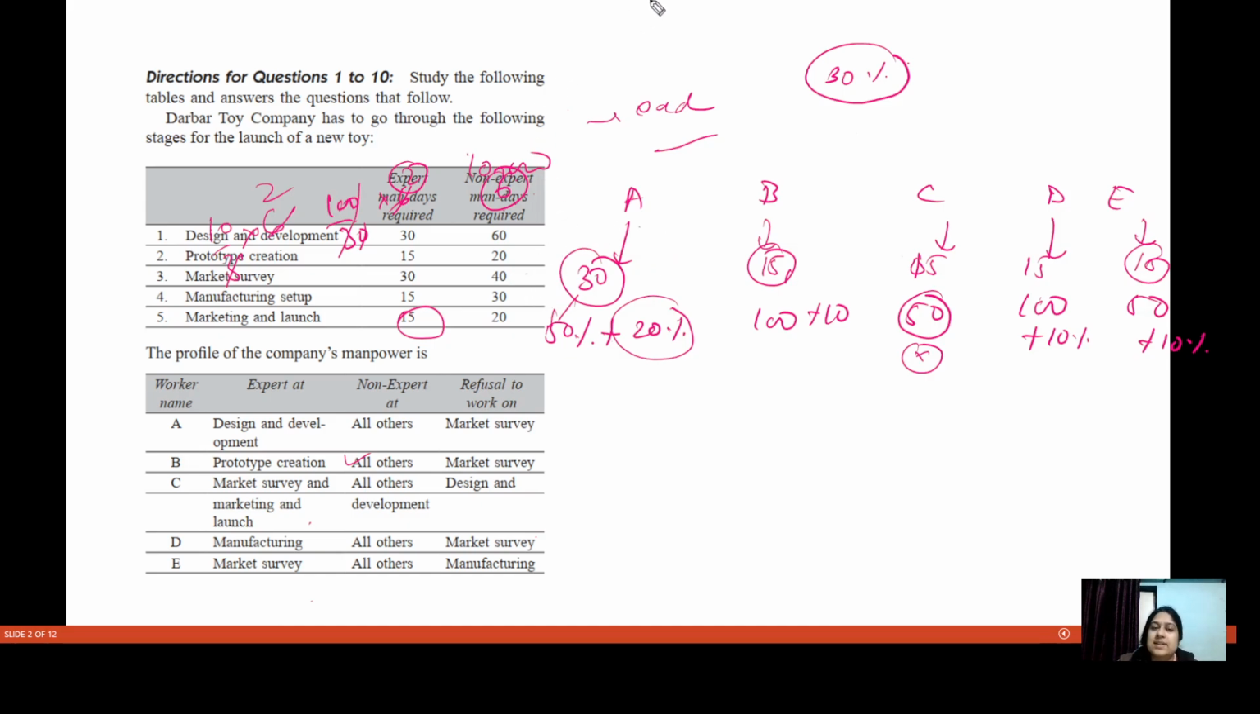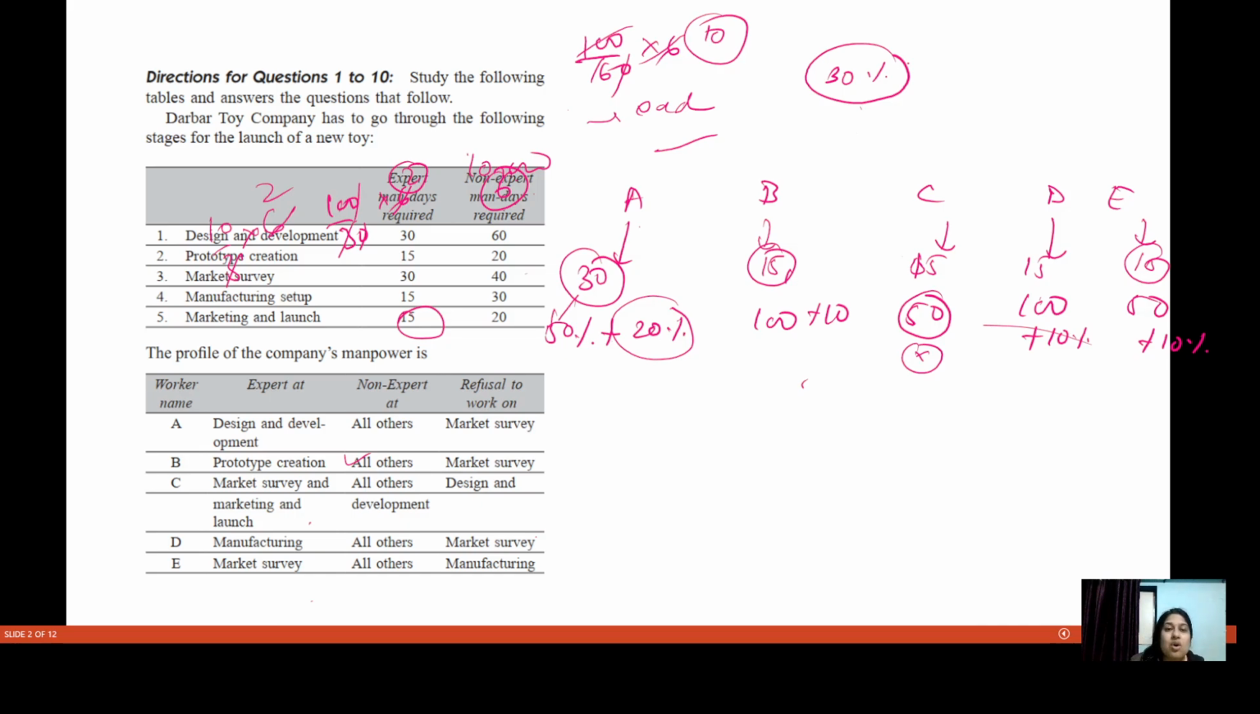See how I got this? Because one person is doing 100 by 60 of the work and they are taking 6 days, so I get this as 10%. Or I can say 30% of the work was left, so let us divide 10% on this. Both logic works, you just have to apply your logic well. So design and development, prototype creation, market survey, manufacturing setup, everything is done.